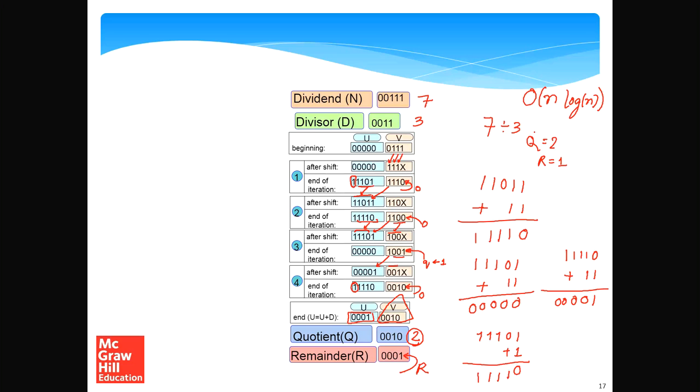So that's the reason this is called a non-restoring algorithm, which is again a standard and very popular algorithm. And the non-restoring algorithm is regarded as a standard. So it is used in many processors for division.